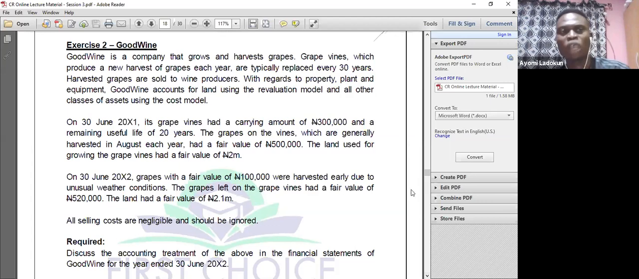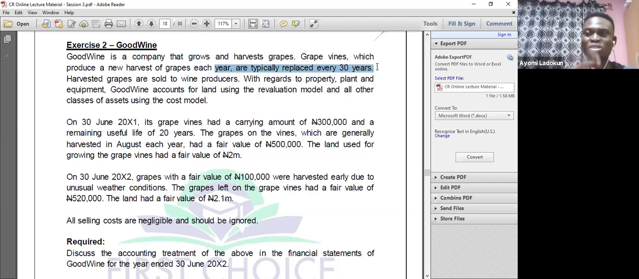Goodwine is a company that grows and harvests grapes. Grapevines, which produce a new harvest of grapes each year, are typically replaced every 30 years. What does that tell you? Yeah, it looks like a bearer plant. That's it. Because they said Goodwine is a company that grows and harvests grapes. Grapevines, which produce new harvest of grapes each year, are typically replaced every 30 years. That means they can produce grapes for 30 years. Obviously, it's a bearer plant.